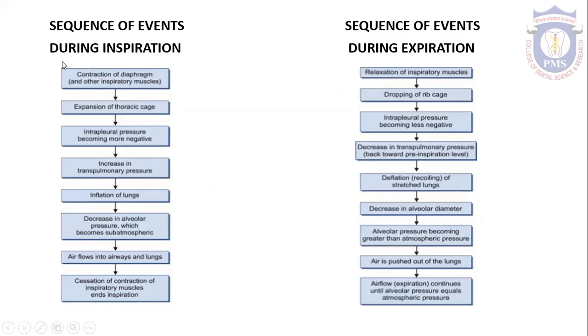During inspiration, there will be contraction of diaphragm. Whenever the diaphragm gets contracted, the thoracic cage gets expanded. As a result, intrapleural pressure becomes more negative, and there will be increase in transpulmonary pressure, which in turn results in the inflation of lungs. So whenever the lungs get inflated, the alveolar pressure is getting decreased, and therefore, because of this pressure difference, the air flows into the airway and lungs. As a result, there will be cessation of contraction of inspiratory muscle, which in turn ends inspiration. This is how the inspiration begins and terminates.